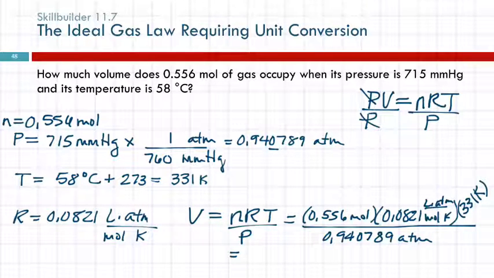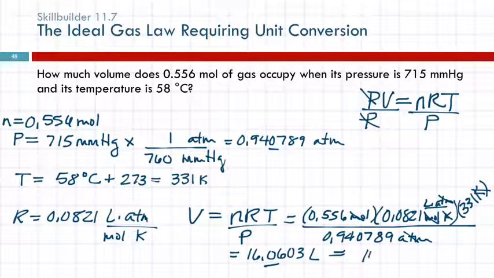So we do the math, and I'm getting 16.0603. What's the unit? Liters. So moles canceled, and atmospheres canceled, and kelvins canceled. How many significant figures should that answer have? 3. The number of moles had 3. The pressure had 3. When I converted it, it still has 3. This temperature only had 2, but the conversion involves adding, and so when I convert it, now it has 3 significant figures. And the ideal gas constant, as it's given to us, has 3. So we should have 3, and that's going to be 16.1. Any questions?